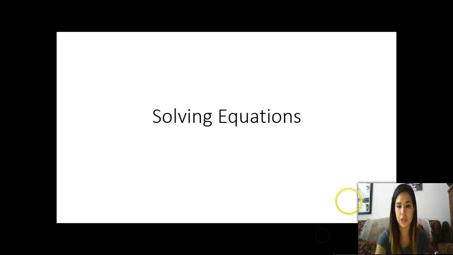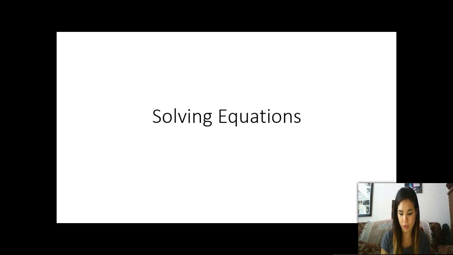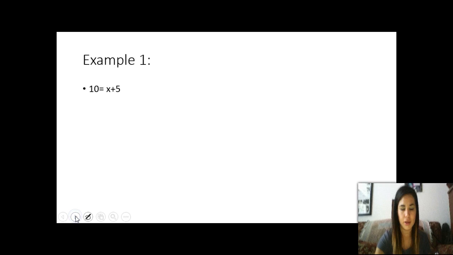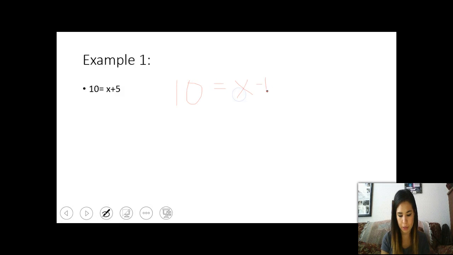Hi guys, today we're going to be looking at solving equations. And so the first example we have is 10 equals x plus 5. Now when we're solving equations, we've talked a little bit about this.